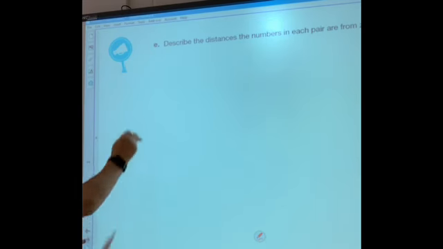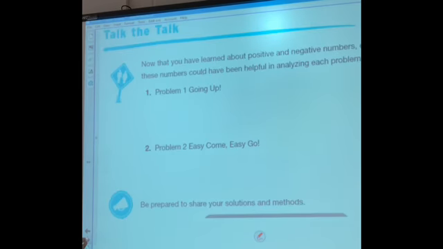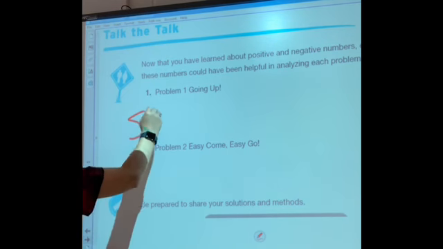And then don't worry about this, the E. Don't worry about that. Distances are always the same if they're opposites. That's what all that wants you to say. And then the top one, we're not going to worry about it. We're going to skip that.